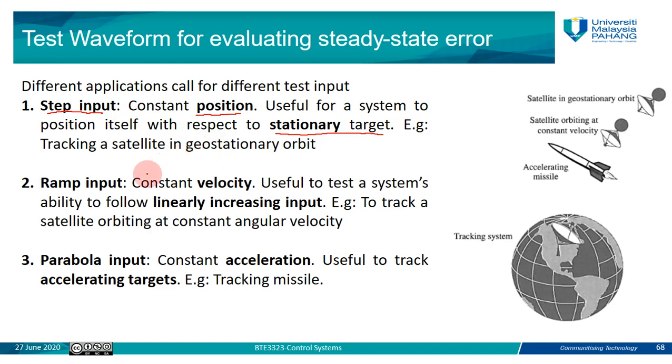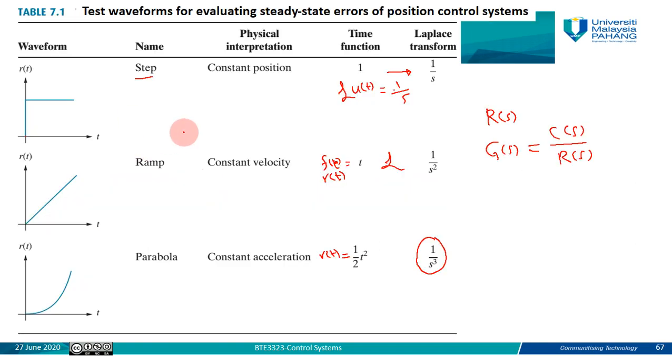The second function, the ramp function or ramp input, has a constant velocity. We already mentioned this in the table here. You can see the table. The first, the step function, has constant position. The ramp function has constant velocity. The parabola function has constant acceleration.